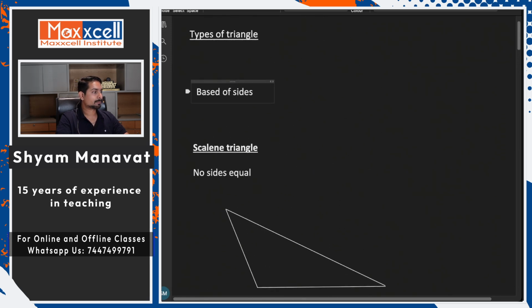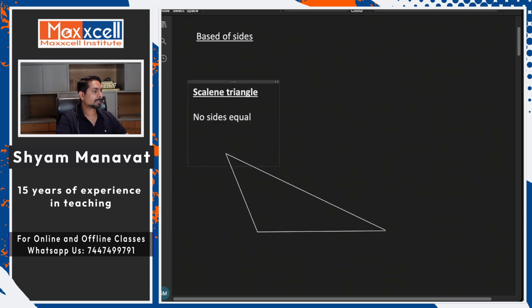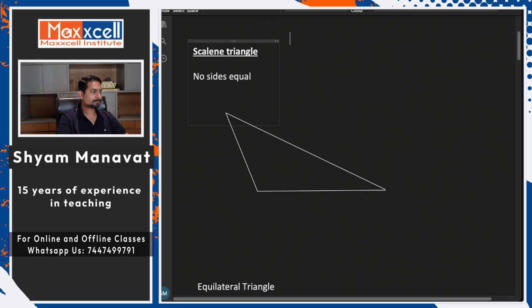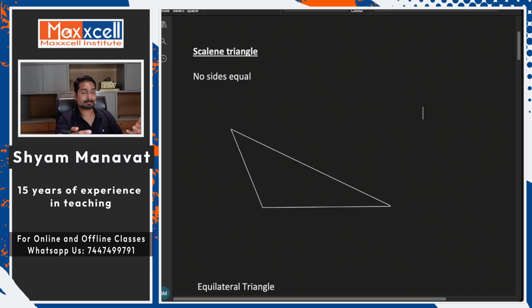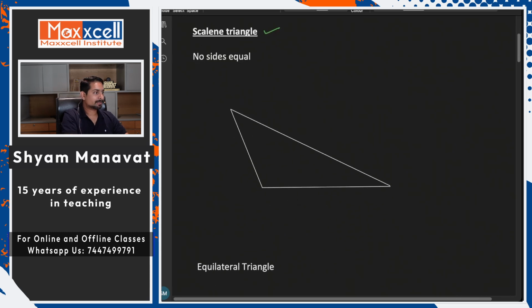Based on sides, if you have all sides different, there is no relation, like a random triangle, with no relation between the sides, so no sides are equal. That kind of triangle is called a scalene triangle. Whenever you see this type of triangle, understand that it has no specific properties.